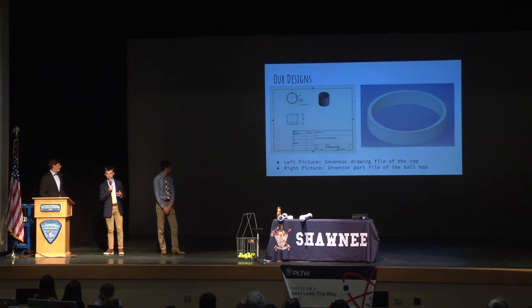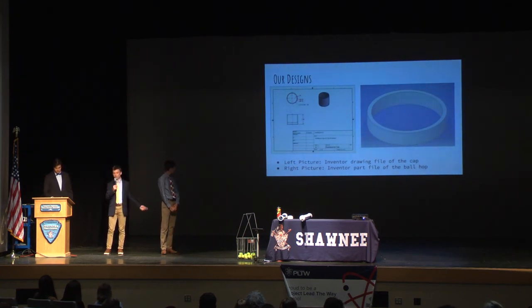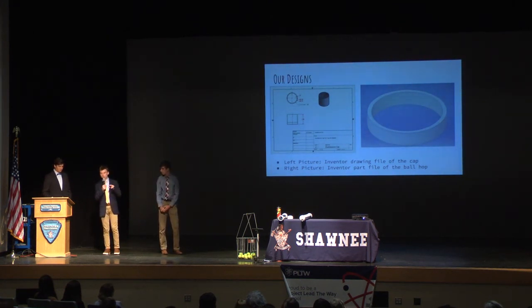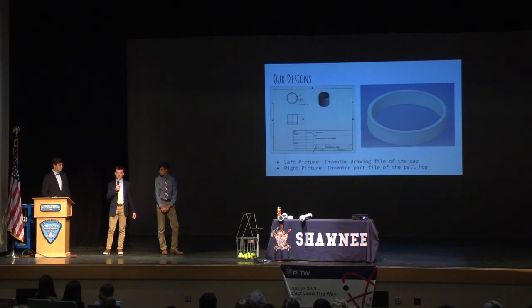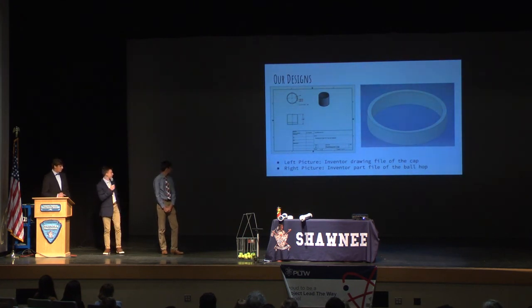So after we decided to use Brendan's design, we made an Inventor part file and drawing file to give us a more three-dimensional view of what the product would really look like. Displayed to the left right now is what the cap would look like, and you can see the threads in the cap. To the right of the cap is the ball hop feature, which we 3D printed and cut into pieces, and then we put it on the inside of the cap so you could push down on the can and balls would come up and not come back down.